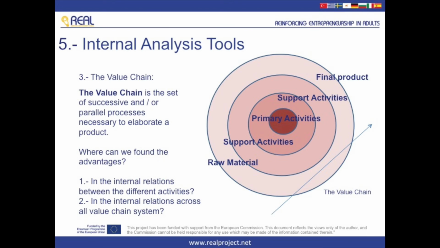Through the value chain analysis, you'll be able to know where your company advantages are located. They can be located inside the basic productive process, also known as primary activities, or inside the secondary productive process, also known as support activities like provisioning, R&D, HR administration, and so on. To achieve this, it's necessary to have a complete overview of the value chain, which is the set of successive and/or parallel processes necessary to elaborate a product or service. This way, you could determine if the company's advantages are located in the internal relations between activities, also known as horizontal links, or in the relations between the steps of the value chain, also known as vertical links.